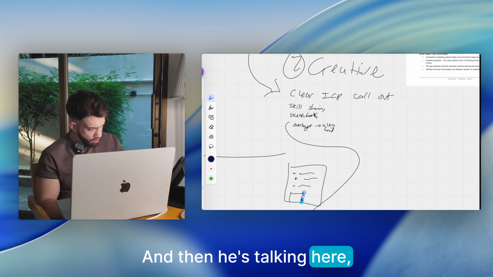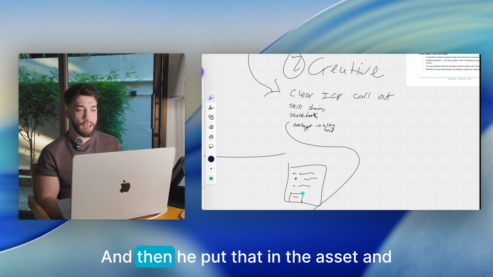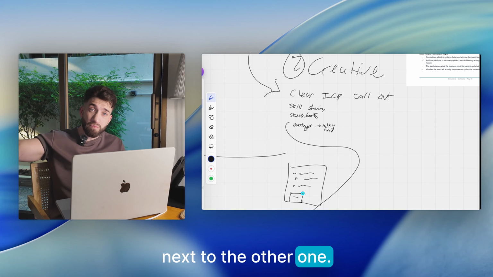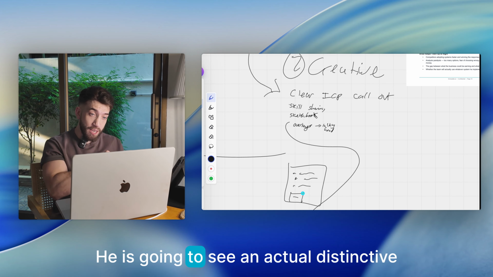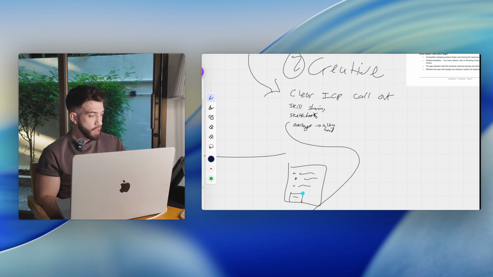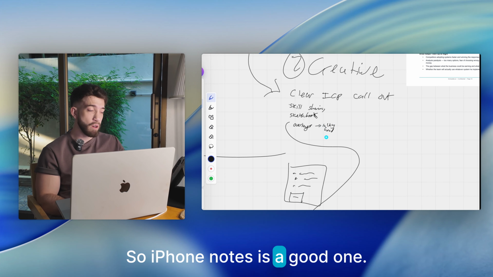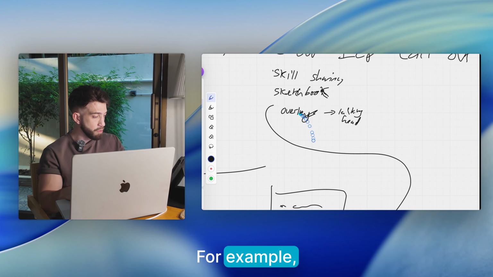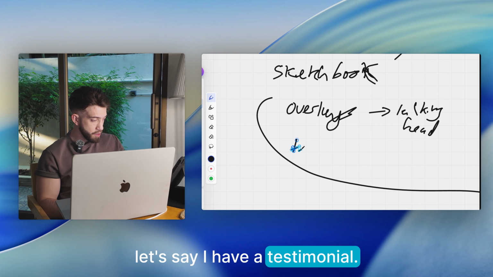And then he's talking here, right? And then he put that in the ad set and ran that for 4 days next to the other one. He is going to see an actual distinctive difference in the creativity. Okay? The other good one, so iPhone Notes is a good one, Sketchbooks is a good one, Skillshare is a good one. Even for example, let's say I have a testimonial.